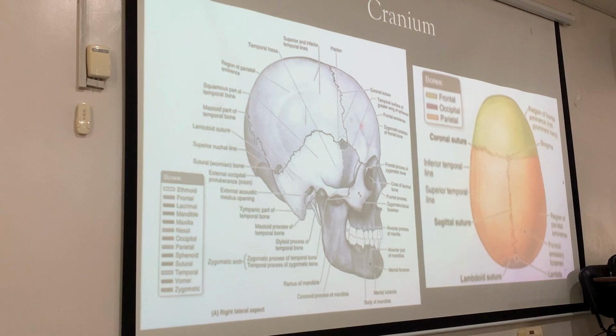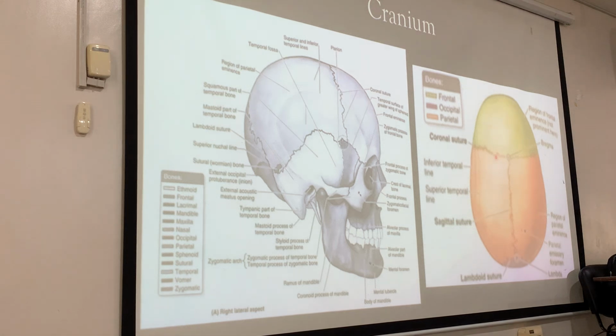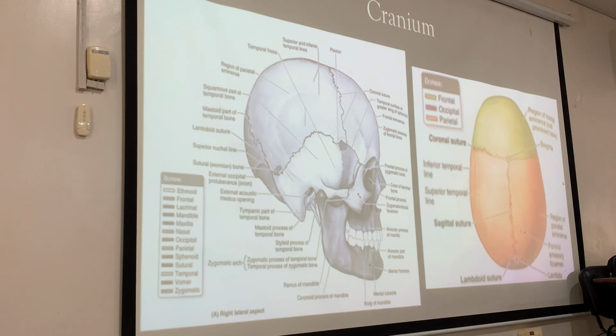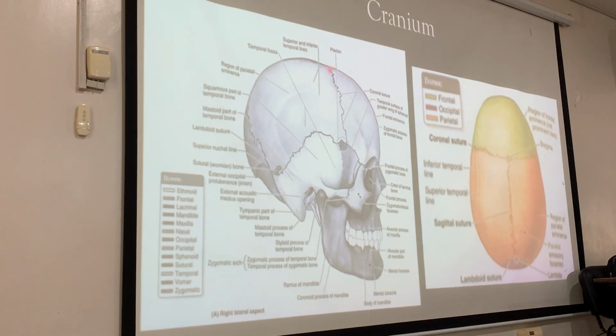Things to remember, this may come out in your quiz. The junction between the coronal suture and the superior sagittal suture is called the bregma, while the junction between the lambdoid suture and the sagittal suture is called the lambda. In this side view, this is the bregma here, and this is the lambda here.